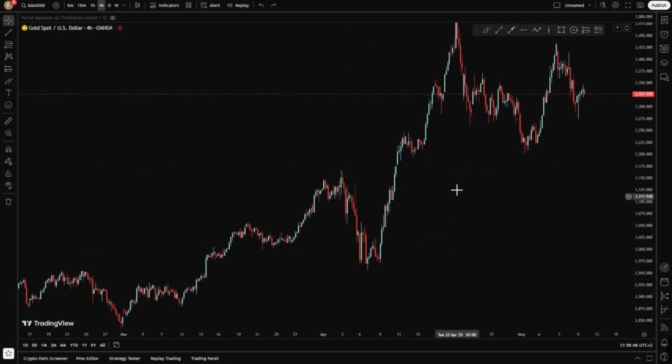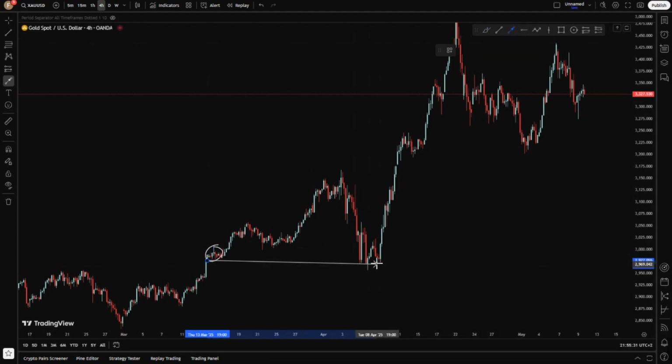Remember the model: position, sequence, entry. So first, we're looking for our area of value. This tells us if we're positioned correctly. And right here, we can see that area clearly, thanks to the volume and price activity created at this level in the past.